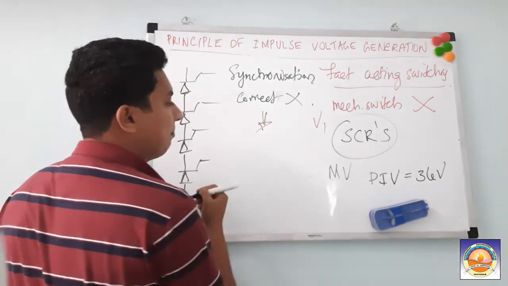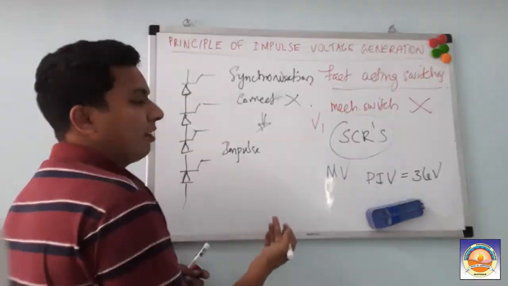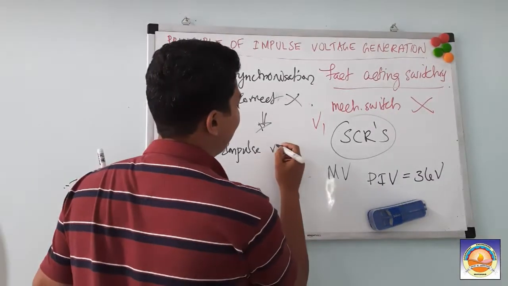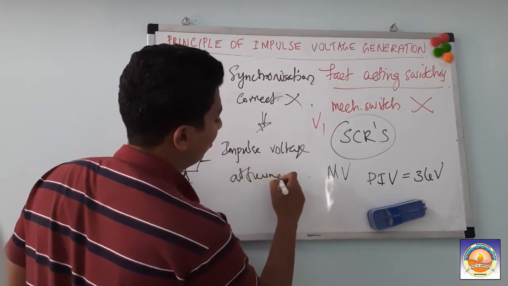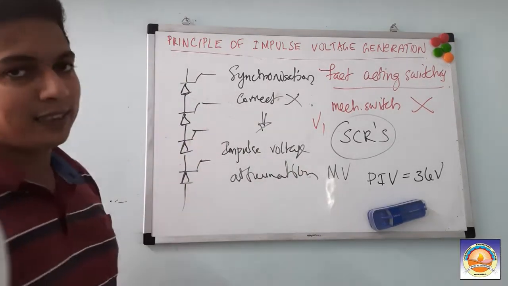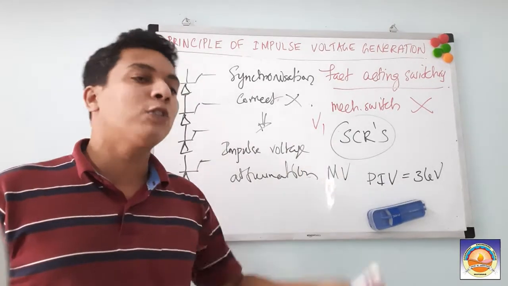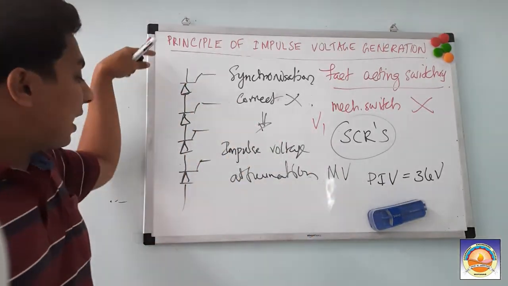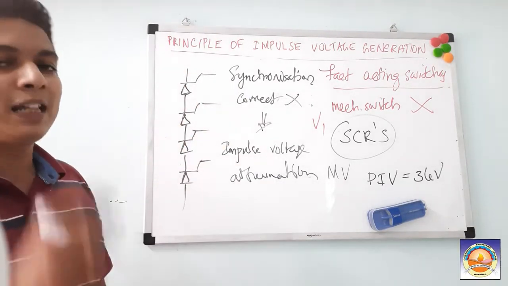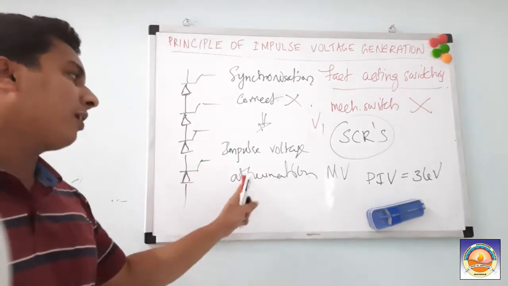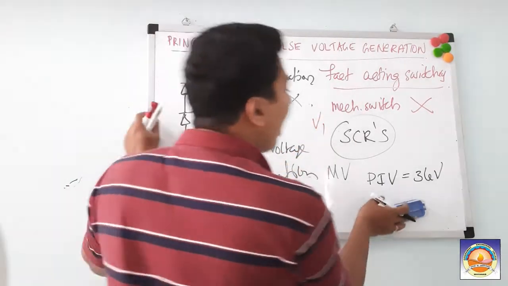Due to which we will have some attenuation in the impulse voltage waveform. Voltage attenuation will happen due to the problem in synchronization. So we cannot use mechanical switches, and even though SCRs can do faster switching, since we have to keep several SCRs in series and they cannot be switched at a particular instant so correctly, it will create impulse voltage attenuation problems in the waveform. So I cannot use both of them. So what will I be using?